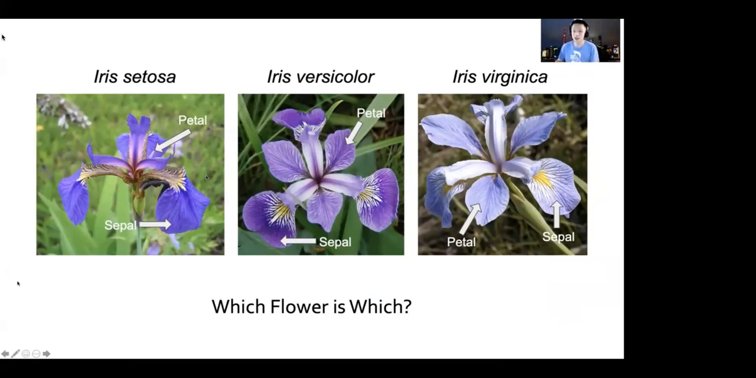I know I've already sort of exposed some of them, like the petal and the sepal, but what are some other features that you could use to distinguish among these three types of flowers? Feel free to throw your suggestions in chat or unmute yourself.